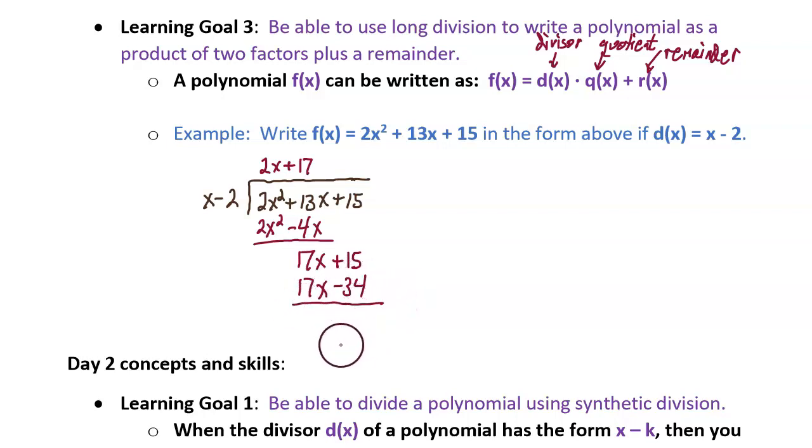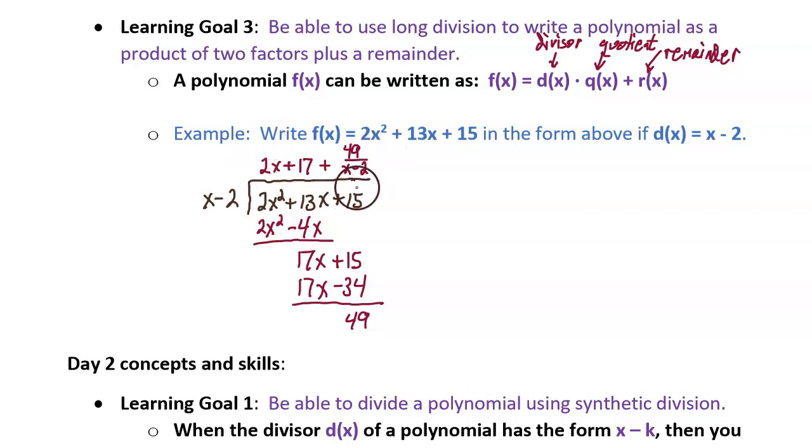Now subtract. Be really careful on this subtraction. 15 subtract negative 34 makes 49. If you're not getting a 49 here, then you are not subtracting this negative 34 correctly. Use a calculator and go 15 subtract negative 34 and push enter. This time we did not get a remainder of 0. So up here, right in this position, you write plus. You write your remainder on top of the divisor.